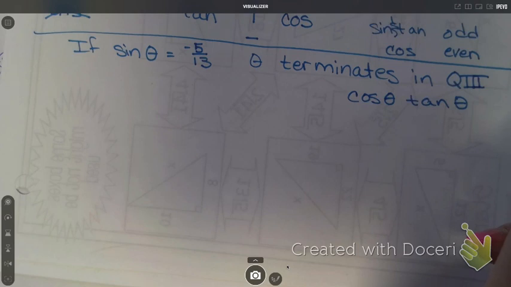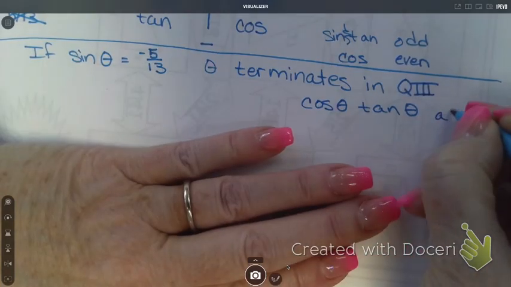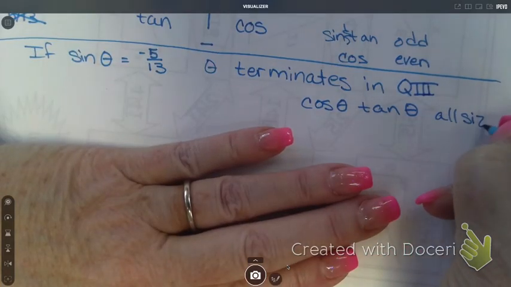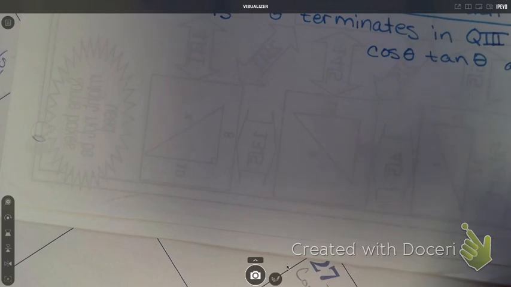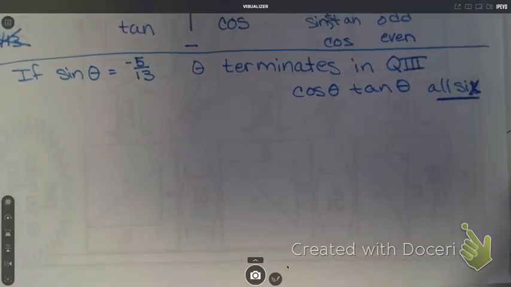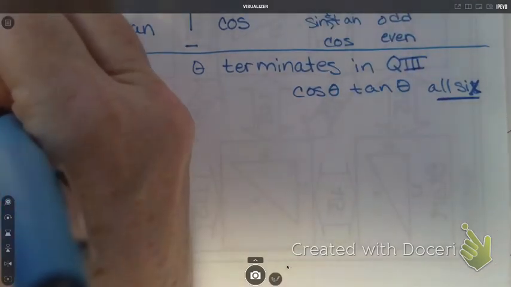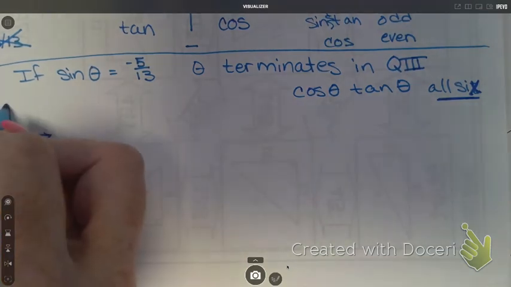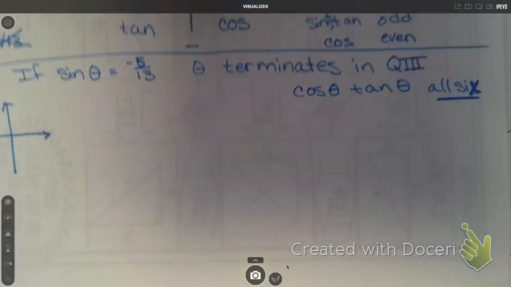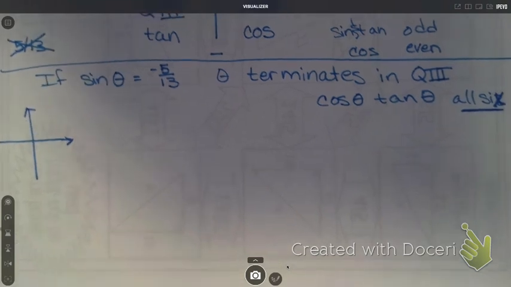And we're going to find all 6 trig functions. Six, not with a Z. We're going to find all 6 just because this is the only example we're going to do. So the first thing you're going to do is make a picture. Doesn't have to be big, but it does have to be big enough that you can write on it and tell what you're writing.